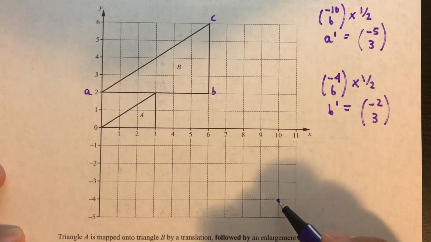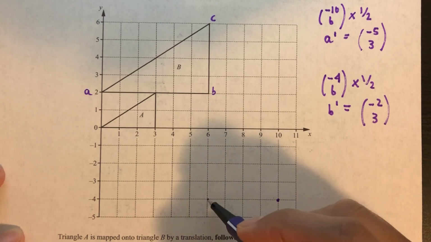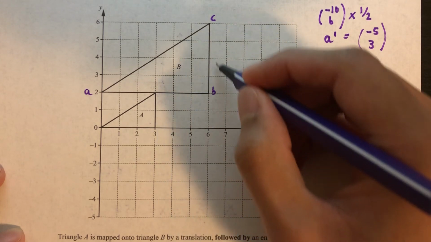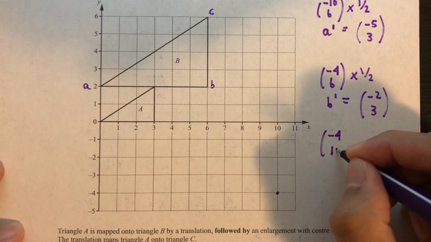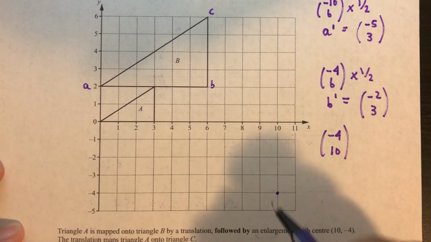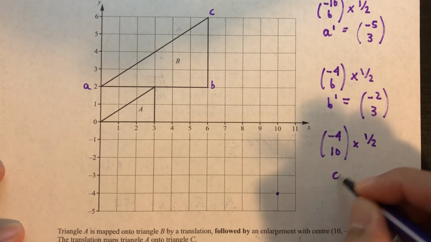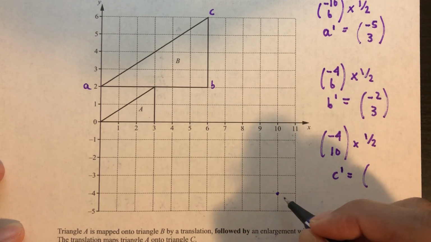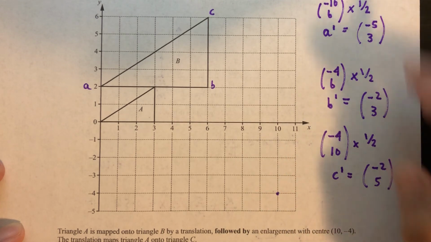So from this point again, we have to go 1, 2, 3, 4 to the left, and 1, 2, 3, 4, 5, 6, 7, 8, 9, 10. So left minus 4, 10 up to go to C from this center. Now same thing, half, and so the last coordinate of C will be minus 2, and then that will be 5. So those are the coordinates moving from this center.